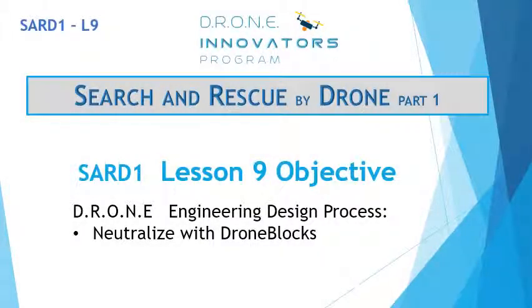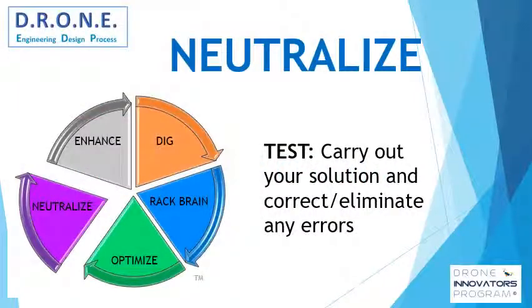Hello pilots, this is lesson 9 and we are going to continue our conversation about the neutralize stage and how we are using drone blocks to help us eliminate any errors we may find in our flight path. So the goal of the neutralize phase is to eliminate errors.